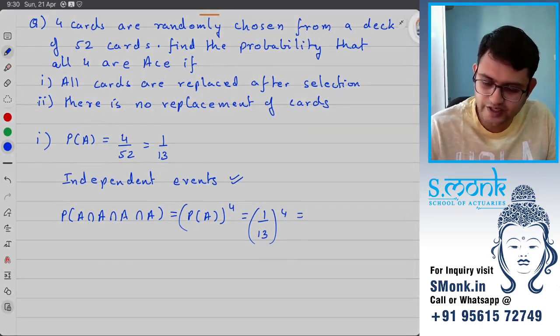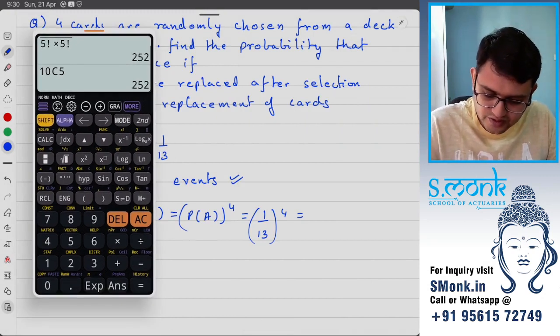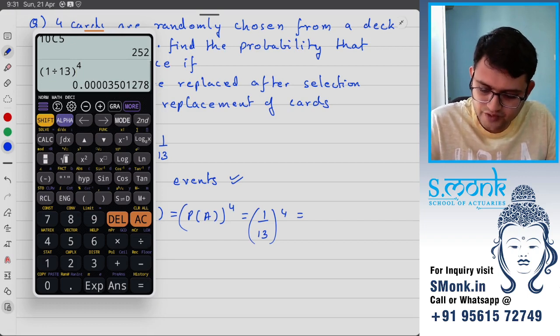I can just calculate it in decimal places. So bracket 1 by 13 raised to 4. Okay. So it is 0.000035.